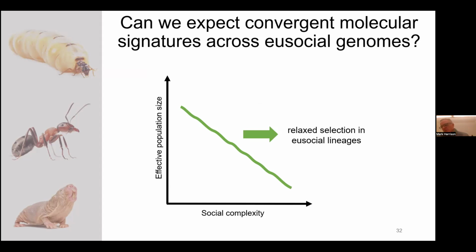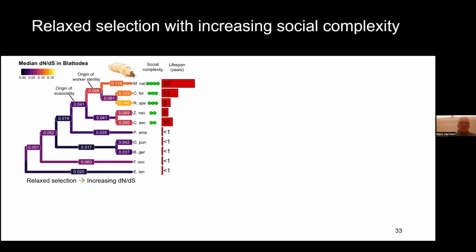And this is something you should be able to see in the genomes, right? You can see the effect of selection in coding regions. So I tested this in Blattodea, in the termites and cockroaches, and again used DNDS as a proxy for relaxed selection. From bottom to top, we see increasing social complexity. All the ones with green dots are termites, and the ones at the top actually have truly sterile workers that can never reproduce. And we also have increasing lifespan with increasing social complexity. But confirming our expectation, we also see higher DNDS values in the termites, and especially in those that have sterile workers. So this would at least confirm our expectation of relaxed selection.